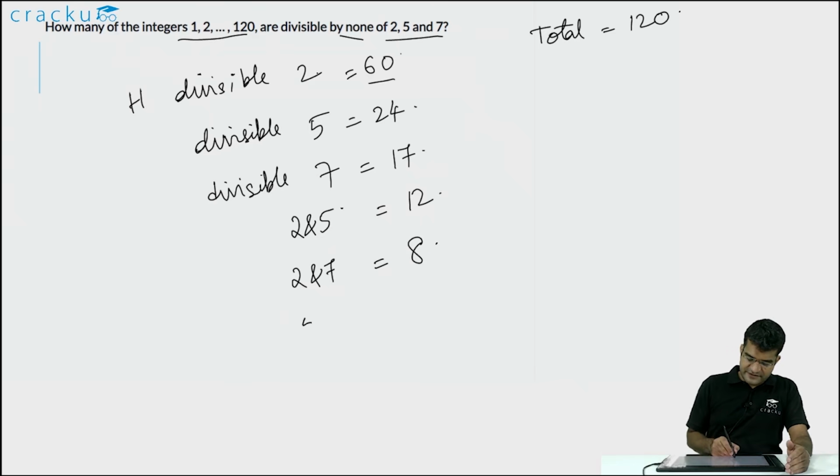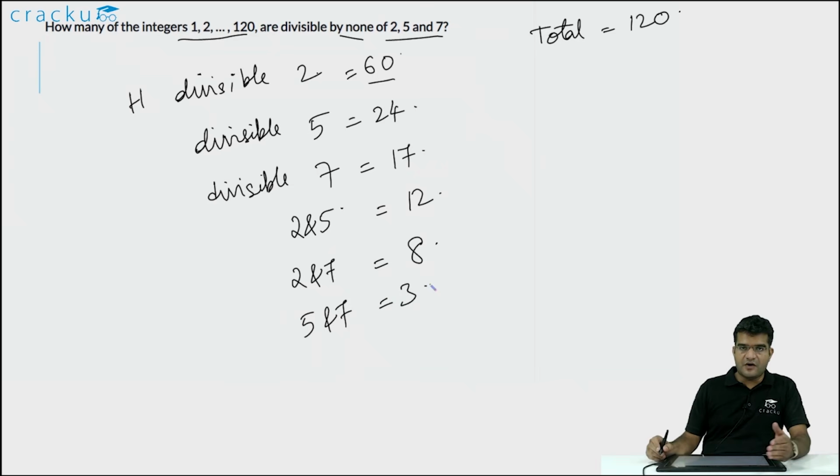And how many of these are divisible by both 5 and 7? That is, how many of these are divisible by 35? That will be 3. There will be 35, 70 and 105. And how many of these are divisible by all of 2, 5 and 7? That is, how many of these are divisible by 70? You will have only one number, 70, which is a multiple of 70 and less than 120.